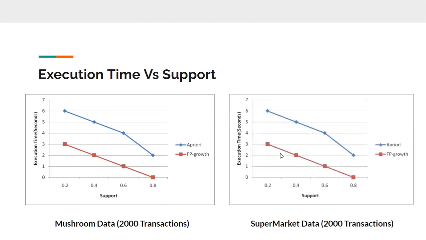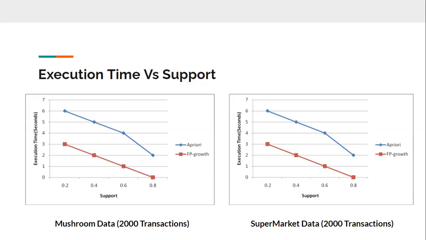For the supermarket dataset, if we do it for only 2,000 transactions, what we can observe is that as the support level increases, the execution time comes down for both algorithms. But still here we can see a huge difference between the execution times at every level between the two algorithms.